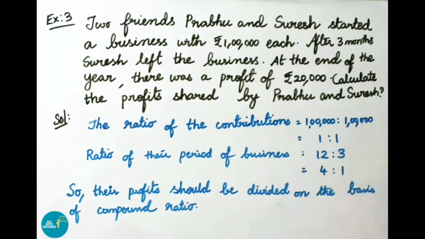is to 1. Next, the ratio of their period of business: Prabhu's period of business is 12 months and Suresh's period of business is only 3 months. So the ratio is 12 is to 3. On dividing both terms by 3, 3 fours are 12, 3 ones are 3. So the ratio is 4 is to 1. So the profit should be divided on the basis of compound ratio.